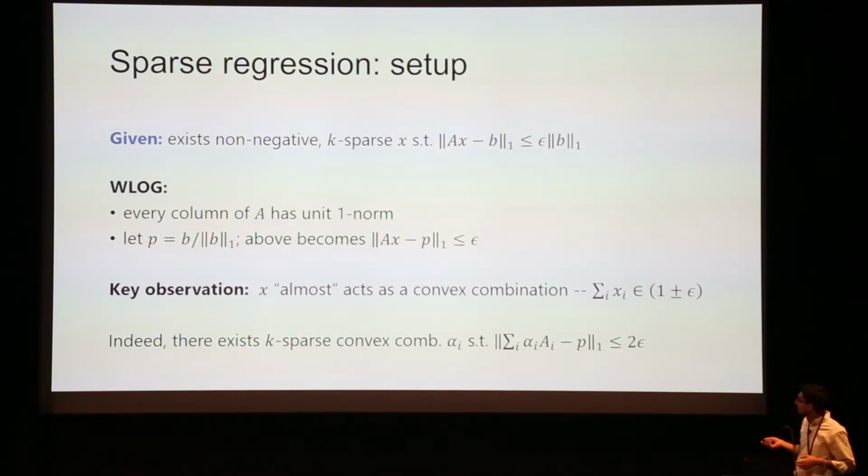So why do we care about convex combinations, right? Before that, note that in fact you can show that there exists some good convex combination such that the norm of X minus sum of alpha_i a_i is at most 2 epsilon. Okay, with a little bit of loss, you can move from an approximate convex combination to an exact one. So why do we care about it?